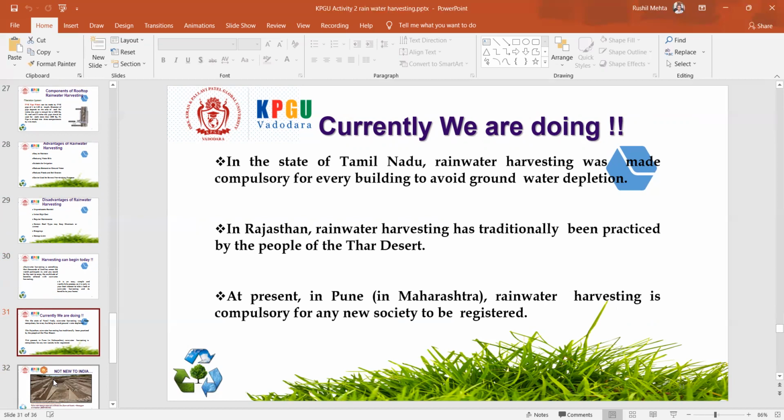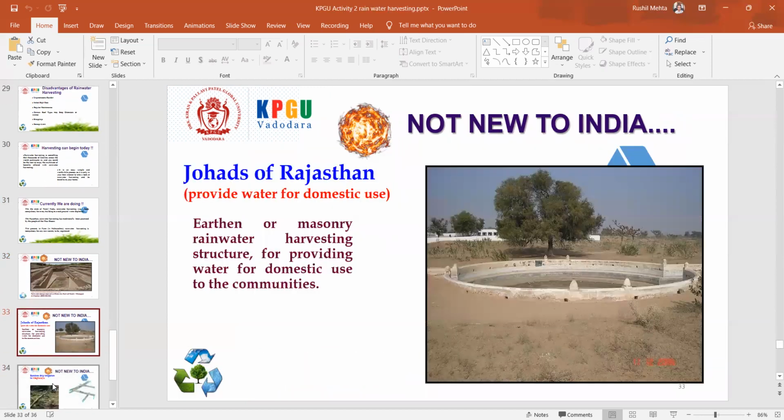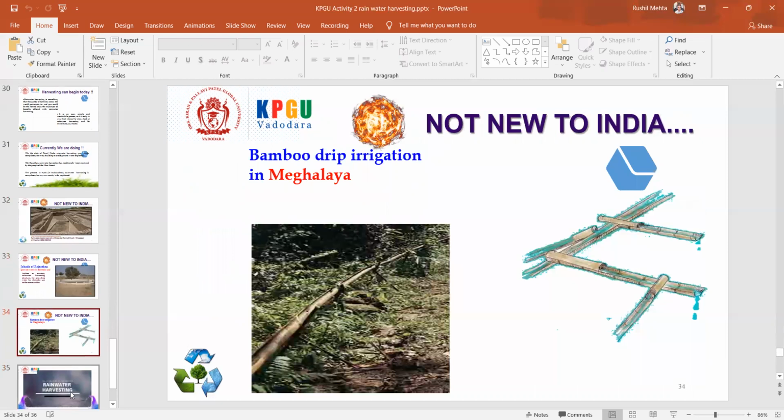In the state of Tamil Nadu, rainwater harvesting was made compulsory for every building to avoid groundwater depletion. In Rajasthan, rainwater harvesting has traditionally been practiced by the people of the Thar Desert, and at present in Maharashtra, rainwater harvesting is compulsory for any new society to be registered. This is not new for India. You can see this in the Harappan culture in 2500 BC, at Dholavira, an example from Gujarat. It is also seen in the Jodhas of Rajasthan, which were earthen or masonry rainwater harvesting structures providing water for domestic use for their community.